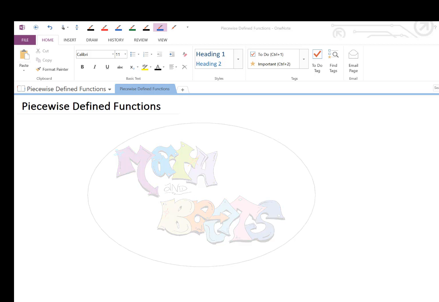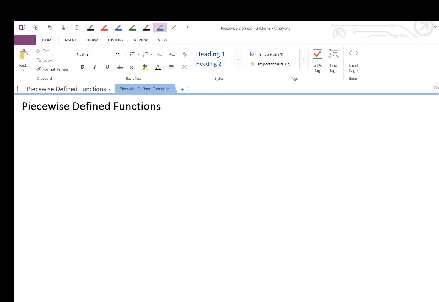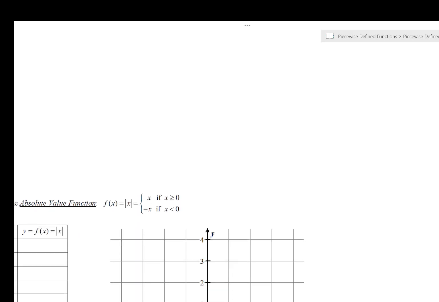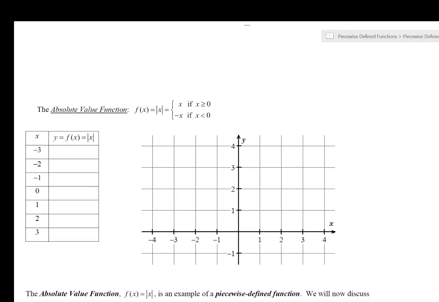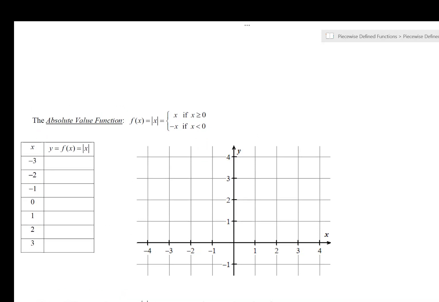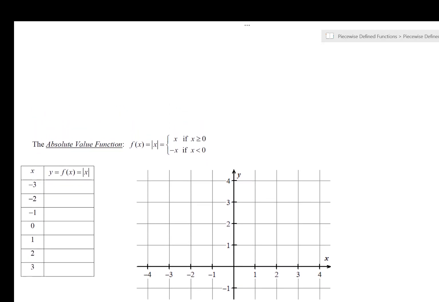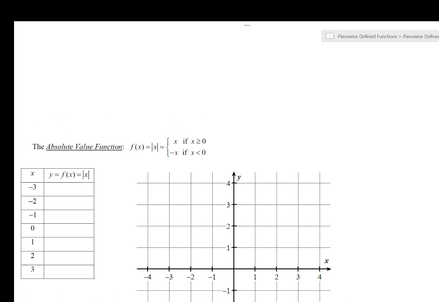Let's get to it. To begin with, we are going to review one of the most elementary piecewise defined functions, even if you didn't know it was piecewise, and that is the absolute value function. A lot of times we think about absolute value in terms of a number. By definition, the absolute value of a number is the distance from 0 to that number.